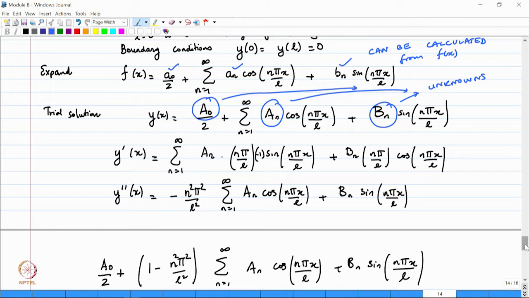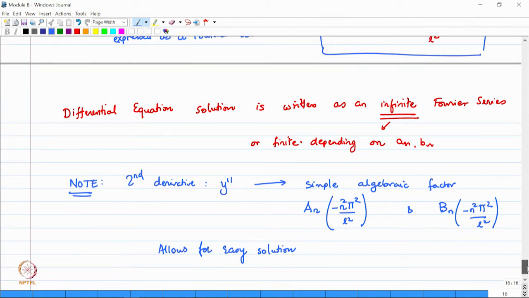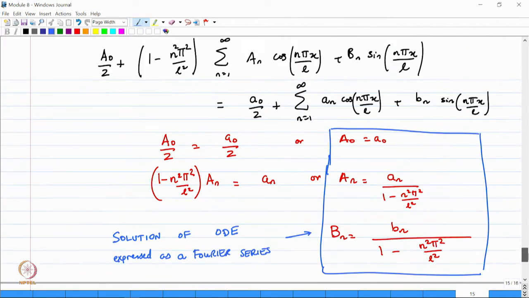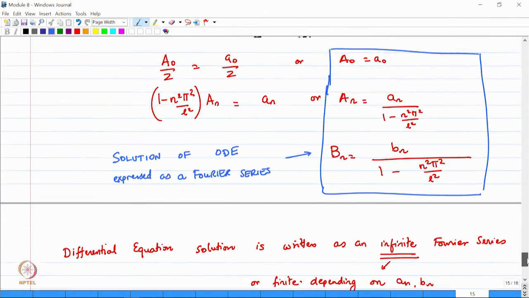So this is the important lesson. This is a huge simplification. This allows for easy solution. Now, incidentally, there are a lot of other interesting things you can see in this.